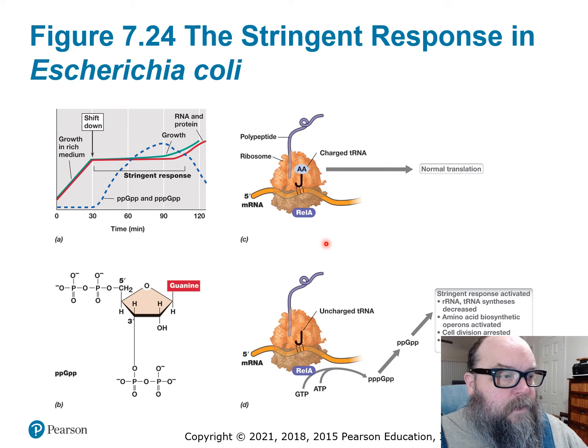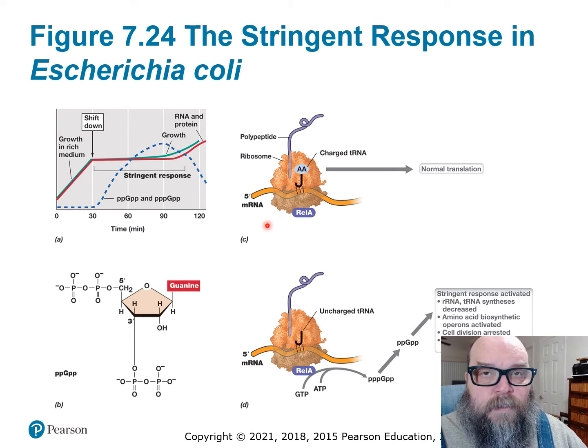What we find happens is that under normal conditions, when there's enough amino acids, ribosomes are happily going along, the messenger RNA making new polypeptides. Notice here, RelA. RelA is a portion of the small subunit here. It's a protein interacting with, or complexed with, the small subunit.